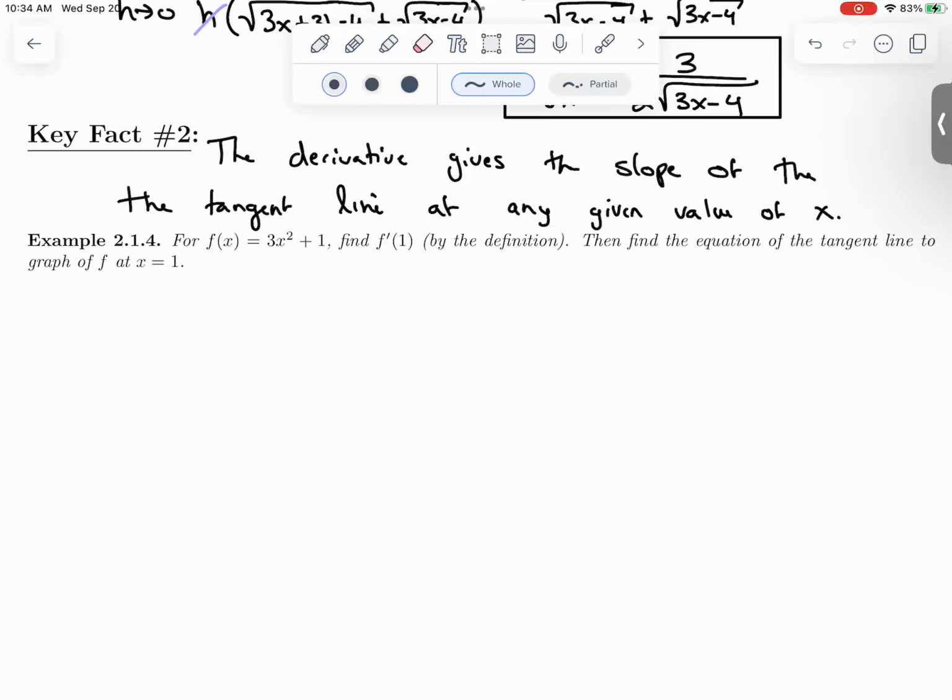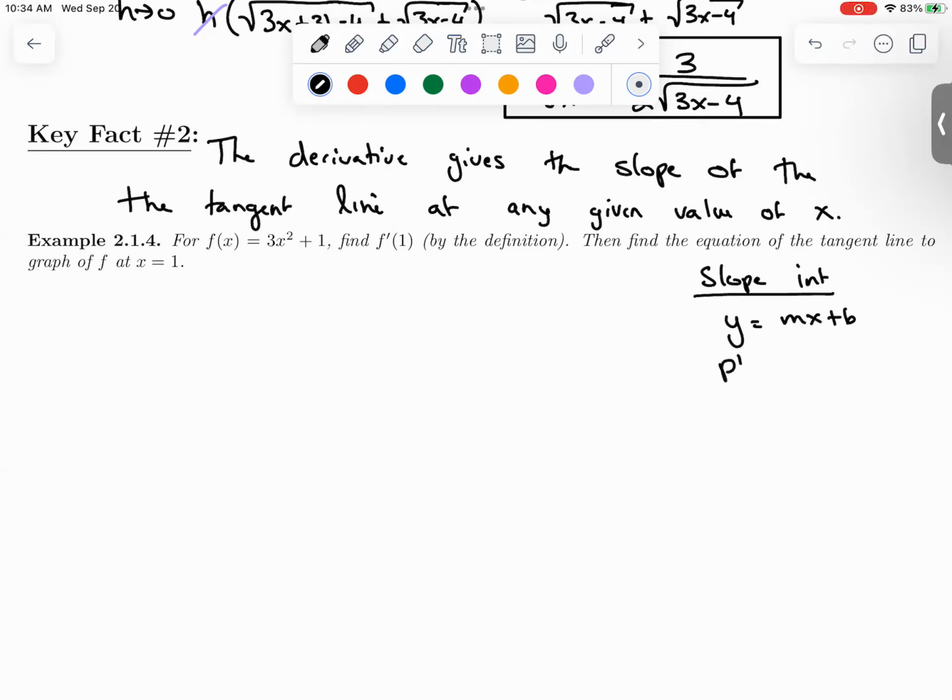So does everyone remember the 2 forms of a line? There's slope intercept, y equals mx plus b, right? And then there's point slope.